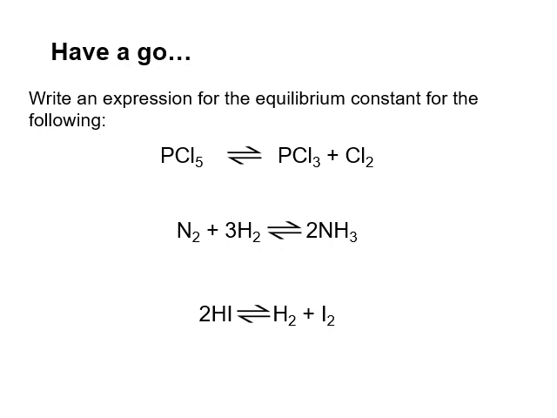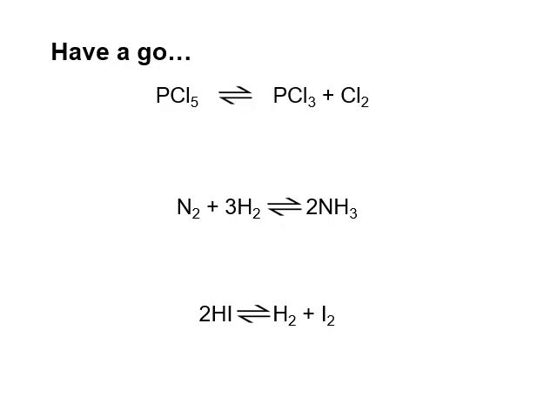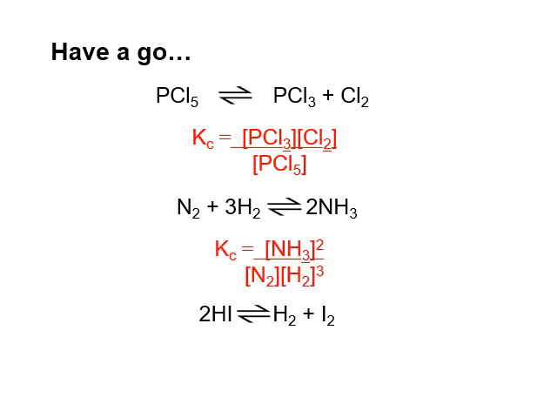So pause for a second and see if you can write equilibrium expressions for those 3 examples there. So what you should have got is PCl3 Cl2 over PCl5, quite straightforward. This next one's going to need some powers. So the ammonia is raised to the 2 and the hydrogen on the bottom there is raised to the 3. And you'll also have powers in this last one because the HI needs to be raised to the 2.